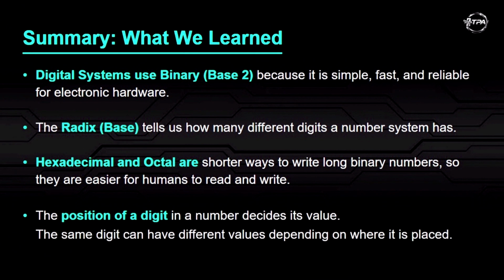Summary. Let's quickly revise. Digital systems use binary because it is simple and reliable. Radix tells how many digits are used. Octal and hexadecimal are short forms of binary. Digit position decides number value. Understanding number systems is very important for digital electronics and PLC programming.